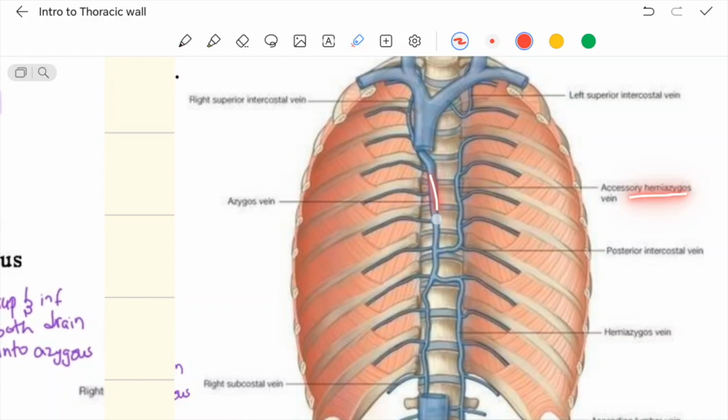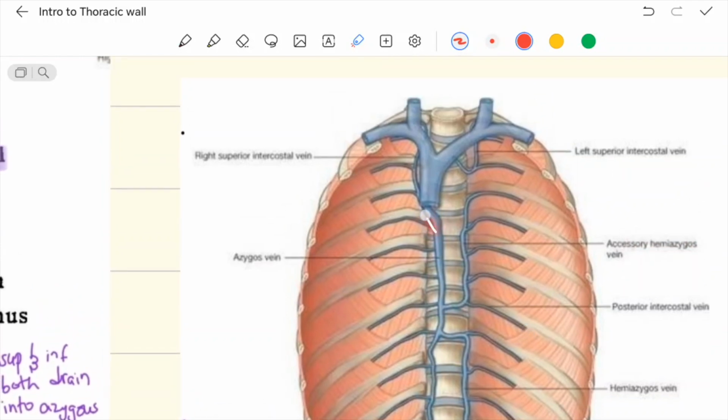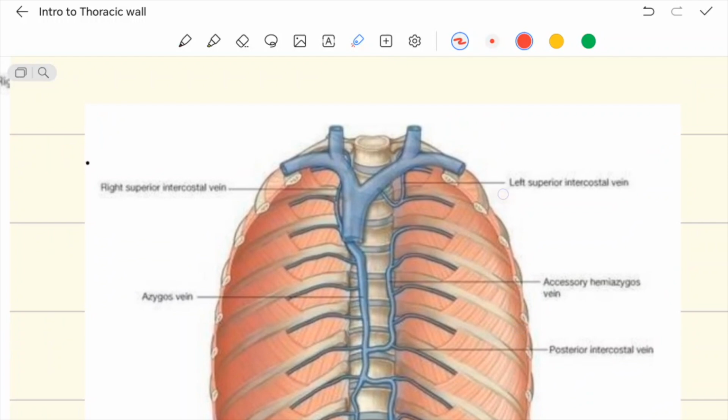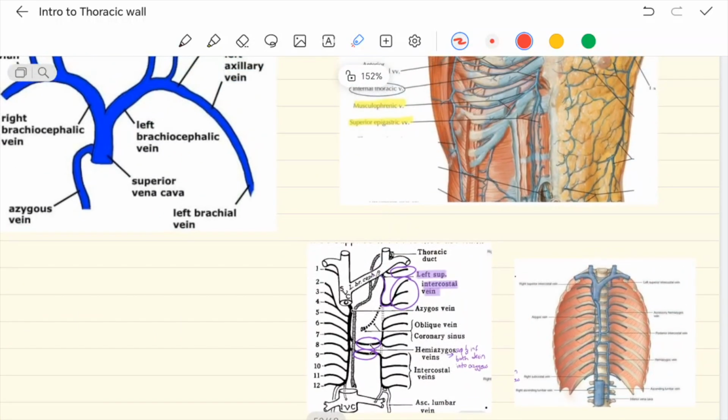Hemiazygos will drain into the azygos, and the azygos will then drain into the superior vena cava. And then we have one exception, which is the left superior intercostal vein, because this will drain immediately into the brachiocephalic. It will not go to the azygos and hemiazygos and then to the superior vena cava. No, it will go by itself to the brachiocephalic. And that's it for the veins.